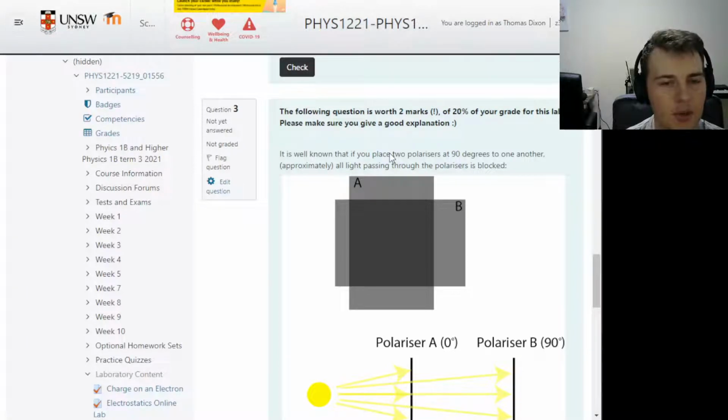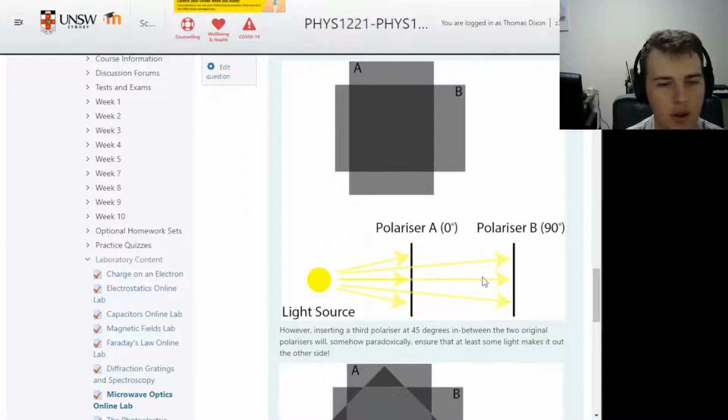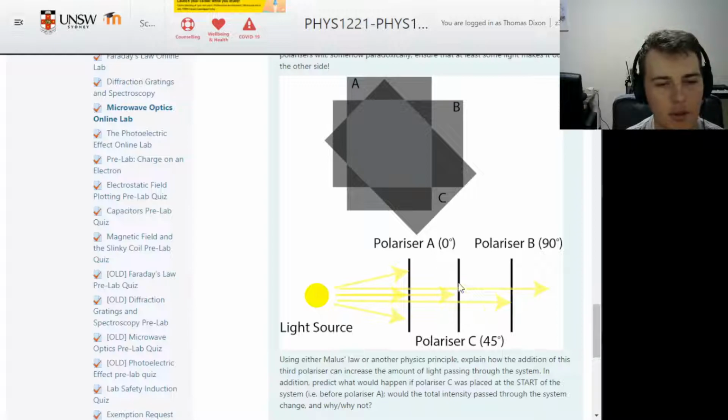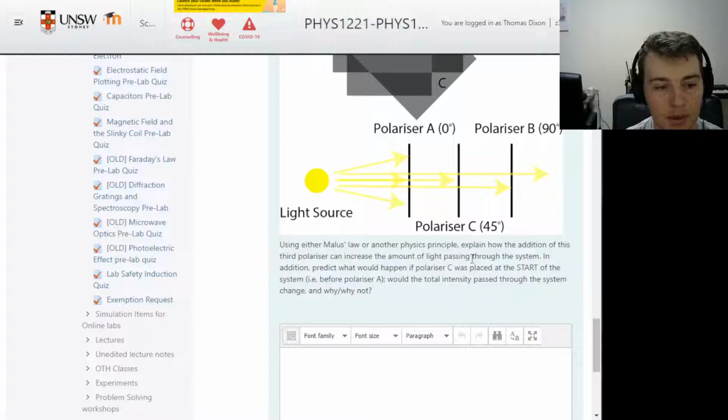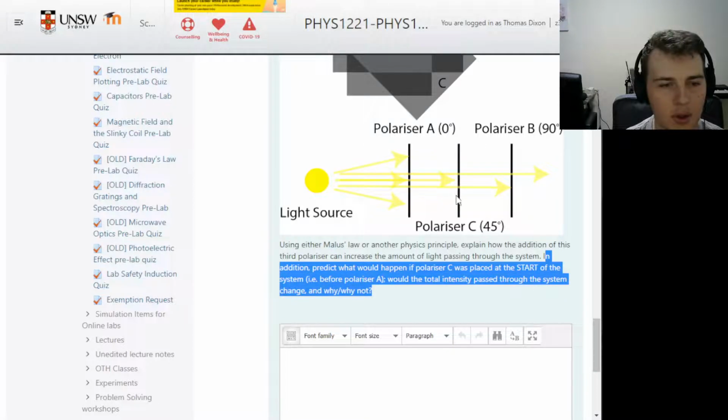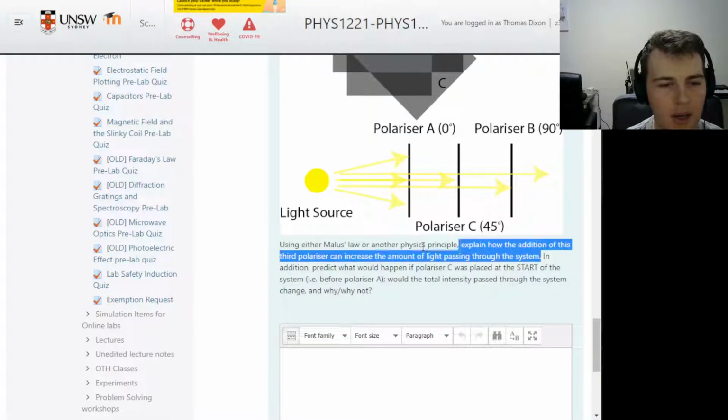Question 1 is your really, really simple polarizer Moodle thing. 2 polarizers, 90 degrees to each other, no light goes through. Third polarizer at 45 degrees to the 2 of them, in between, light does go through. Explain. So 2 parts. 1, explain why. 2, what would happen if we took polarizer C and put it here at the front or here at the back?